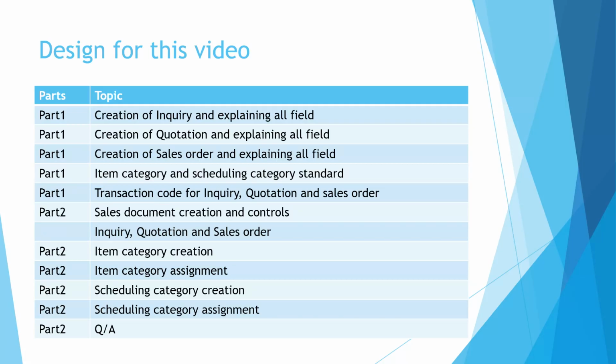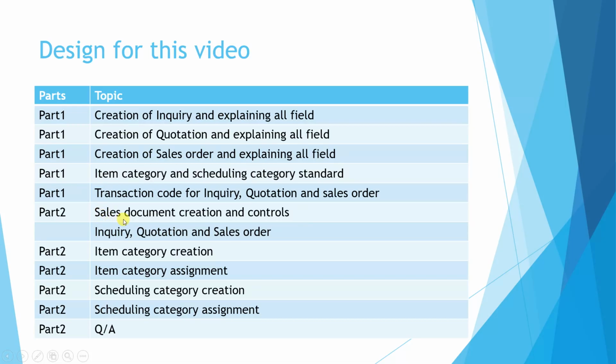Now I will divide this video into two parts because we have a lot of information. That's why configuration and everything I will explain in part 2, and item category creation and sales order. So you can see here what we have discussed in part 1: creation of inquiry explaining all fields, creation of quotation explaining all fields, creation of sales order explaining all fields, and item category and schedule line category standard ones, and the transaction codes for inquiry, quotation, and sales order. I explained up to here in part 1.